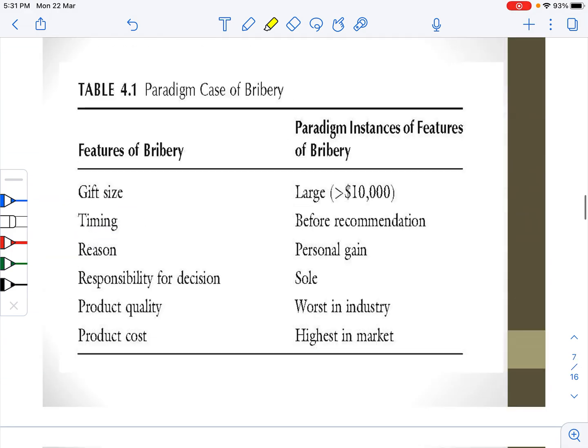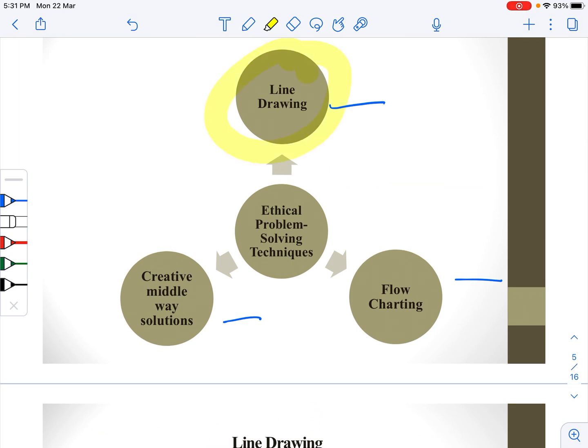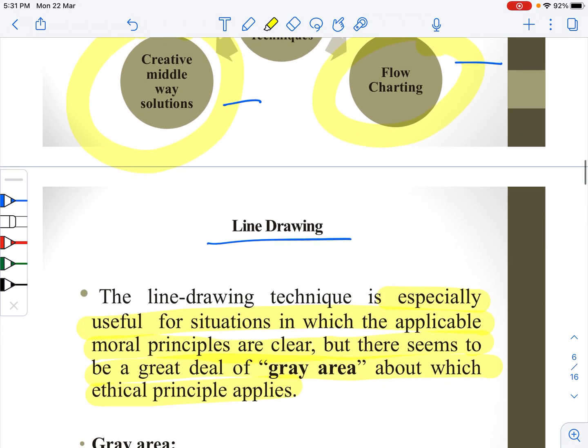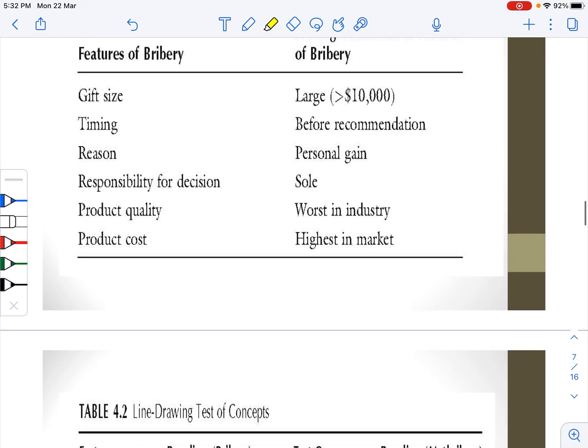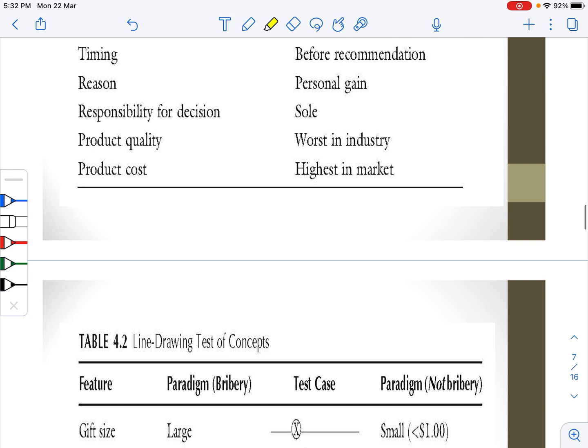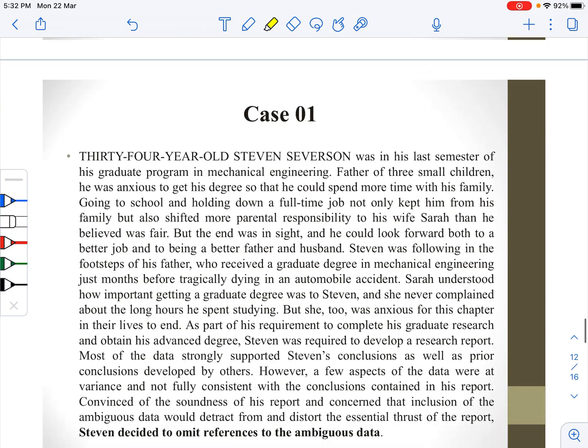There are three methods: line drawing, flow charting, and creative middle way solution. In the case study, you can choose either one, two, or three. It's up to you how many methods you want to use. If you choose to use three methods, try to find which gives you the best result in the end, which solution you want to take. And you need to make it clear.